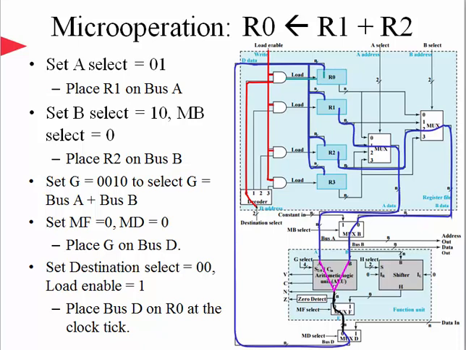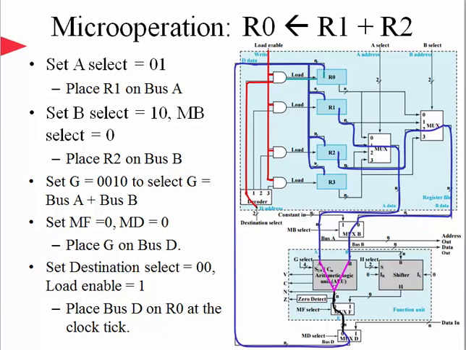So here is an example. We select A to be 0, 1. That basically places R1 on bus A. As you can see, I had these drawings on the datapath to signify what's going on. Select B, set it to 1, 0, and also MB is selected to be 0. That will place R2 on bus B. When we set G to 0, 0, 1, 0, that would select G to have an addition operation.